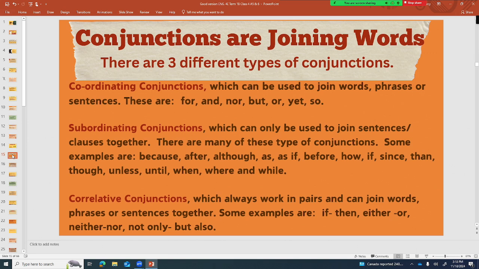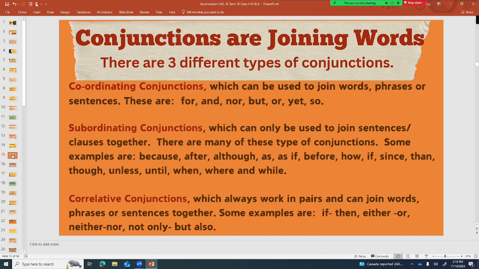And then there are subordinating conjunctions. They can only be used to join sentences or clauses together. There's a lot of this type of conjunction. Some of the examples that are used pretty typically are things like because, after, although, as if, before, how, if, since, than, though, unless, until, when, where, and while. But there's a lot more than that. Those are just the ones that get used most commonly.